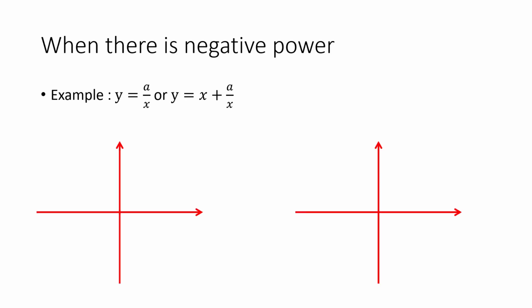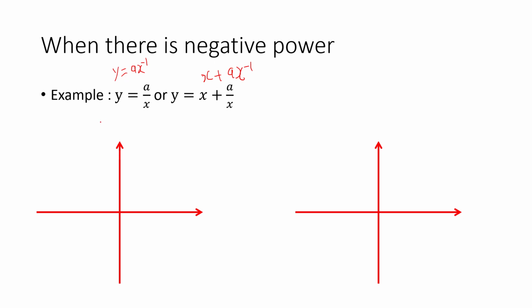So now let us take a look at some examples whereby the power of x is negative. For example, these two functions, y is equals to a over x and y is equals to a over x plus a. So now you might ask, where is the negative power? You see, y is equals to a and x to the power of negative 1. And same thing down here, it is x plus a to the power of negative 1.